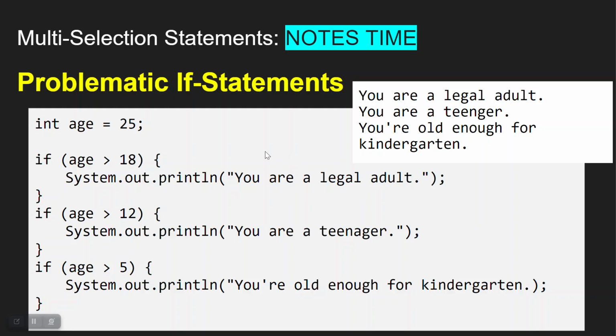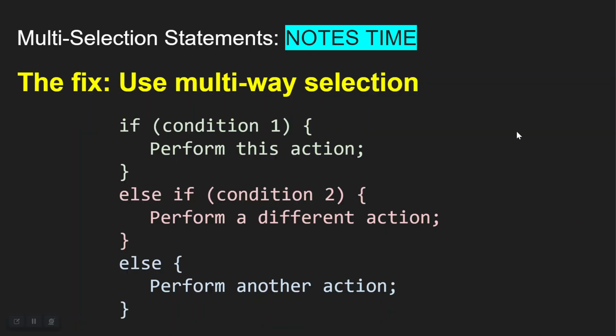So if we want to avoid having this kind of issue where we're just stacking if statements on top of if statements, then we need to use what's called multi-way selection, which hopefully you're familiar with already. Multi-way selection is when we have if, else if, and then else. And we can have as many else ifs as we want to. So we can have one else if, or we can have 5 or 10 or 20 else ifs if we need to.